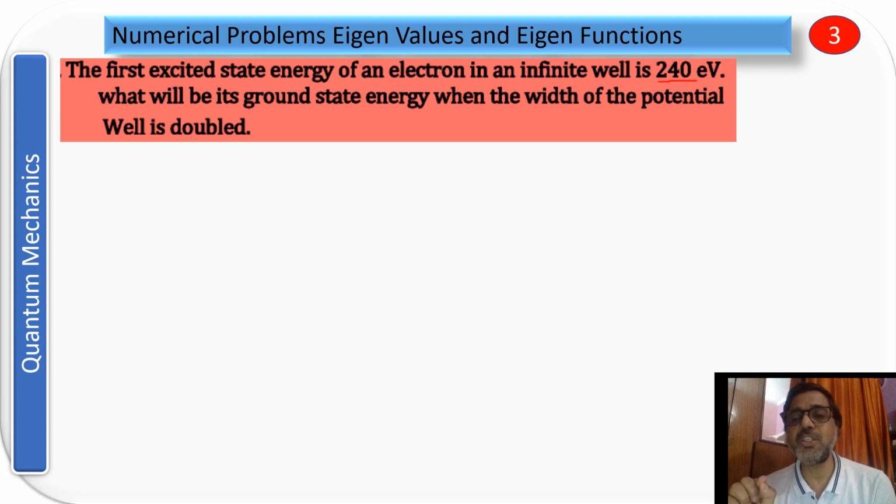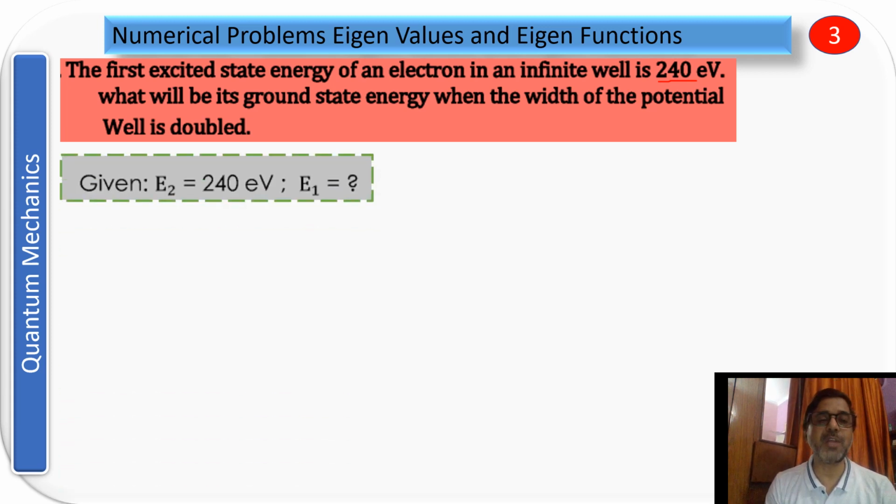And it has the energy of 240 electron volt. If that electron had been in the ground energy state, and the width had been doubled compared to the first excited state, that is, in the first excited state let us suppose the width was A, and then when the same electron has come to the ground energy state, but the width has doubled, so its width has become 2A. So the width has been doubled, then what will be the energy in the ground energy state? This is what the problem has asked.